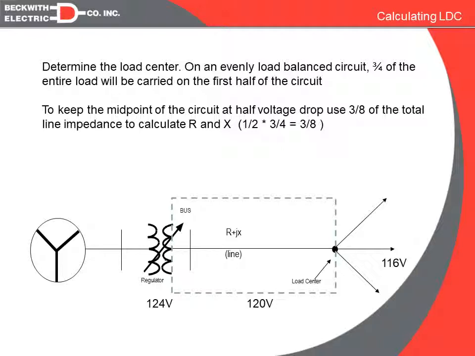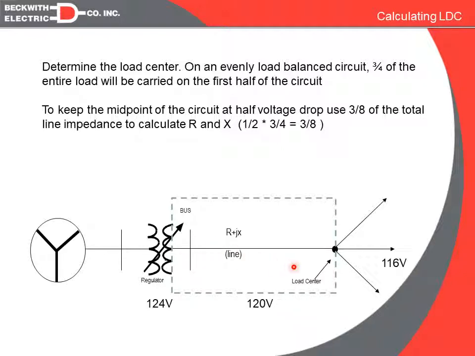So how does one go about calculating the proper RX? Well, the first thing we have to do is determine where our load center is going to be on the circuit. And the load center is basically where we think the majority of the midpoint of the load is. So where do we think half the load is? In a typical circuit, 3/4 of the load will go over the first half of the circuit, knowing that the load center is typically somewhere between 30 and 50% of the length of the circuit.